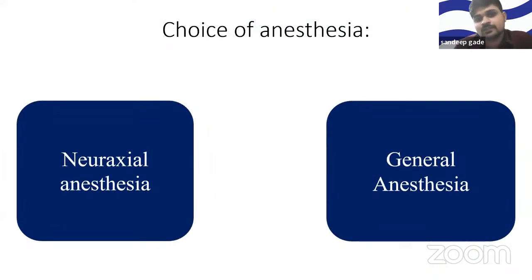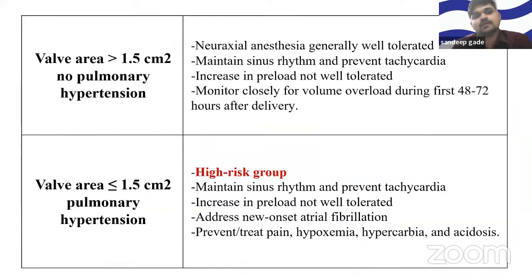The choice of anesthesia could be either neuraxial anesthesia or general anesthesia. If the valve area is more than 1.5 centimeters square, and there is no associated pulmonary artery hypertension, neuraxial anesthesia is generally well tolerated in such patients, and the goals are to maintain sinus rhythm and prevent tachycardia. Increasing preload is not well tolerated, and fluids must be administered judiciously, and monitor closely for volume overload during the first 48 to 72 hours after delivery.